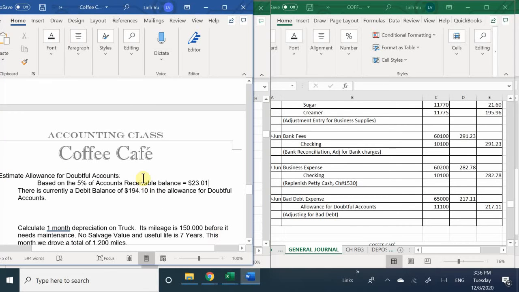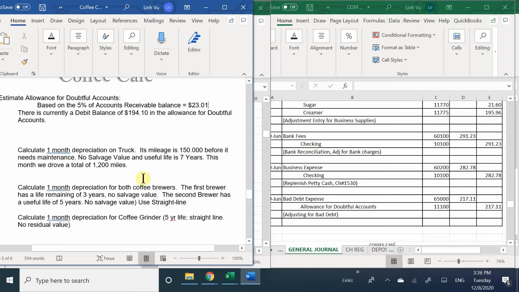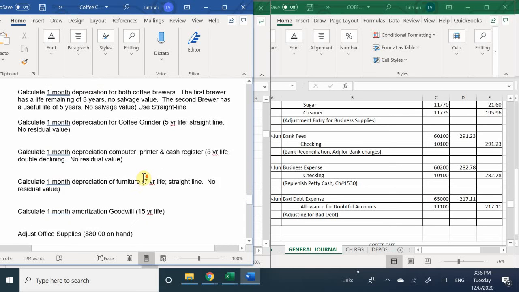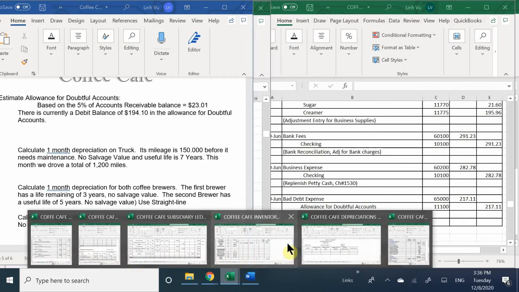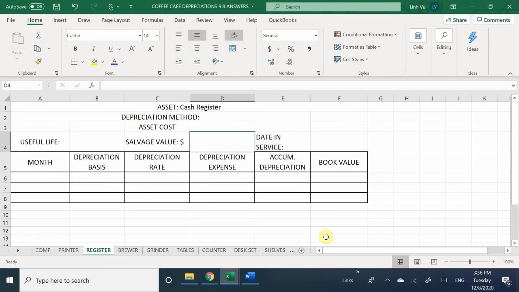All right. So now we can move on to our depreciation. If you have not done so yet, go ahead and pull out your depreciation tables. For every single fixed asset, as well as my intangible asset, I have a table in each little tab.